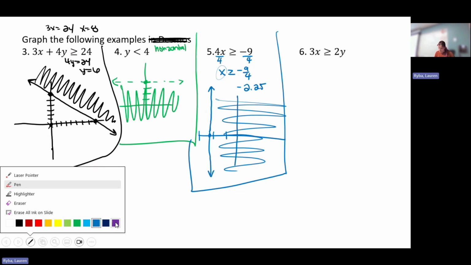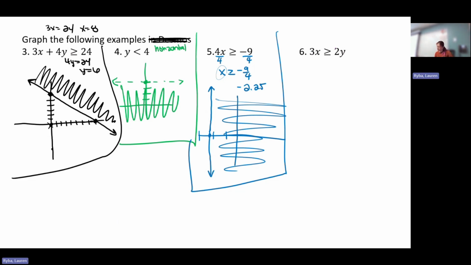And then our last one here, 3x greater than or equal to 2y. Now, we always like to solve for y. So what I'm going to do is flip the entire thing over. So 2y, and I have to keep the symbol open to the 3x. It was open to the 3x, pointing at the 2y. So flip everything over: 2y less than or equal to 3x. And then if I divide by 2, y is less than or equal to 3/2 x.